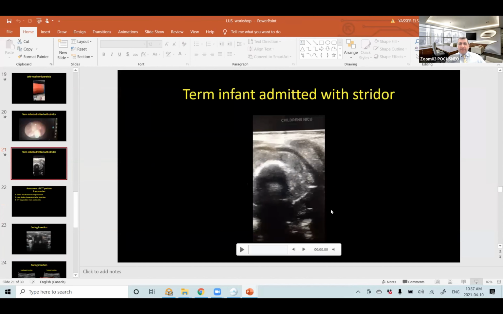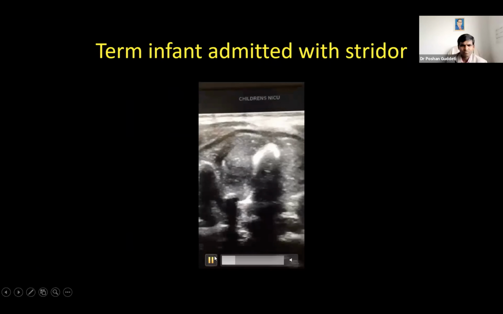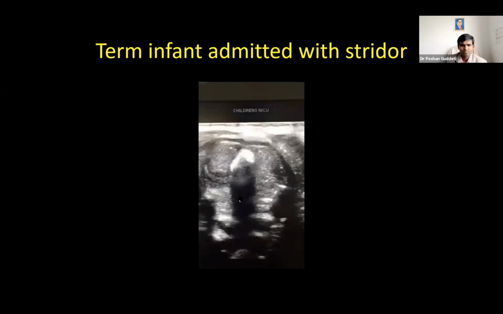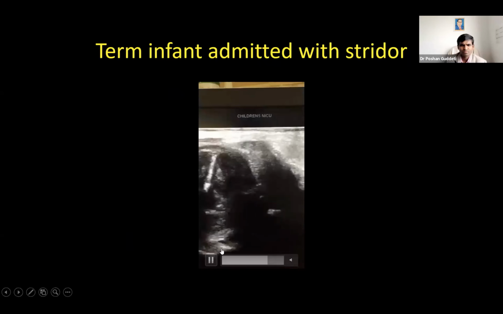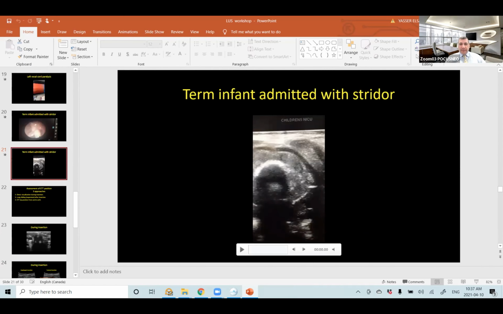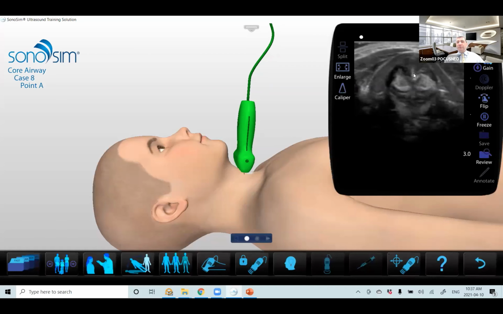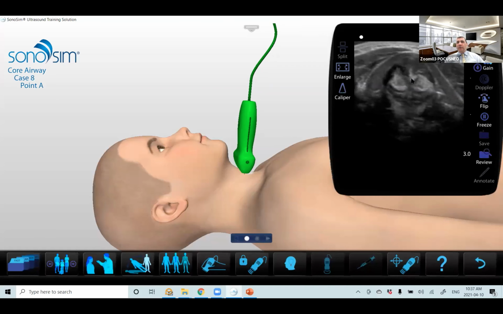So we have like this infant who is crying. You can see the vocal cords moving. So for sure, if the infant is crying or infant is breathing, you should see the vocal cord moving. But if the infant is intubated, you should not see any movement, because the ET tube will limit the movement of the vocal cord. We'll see just air artifacts in the middle.